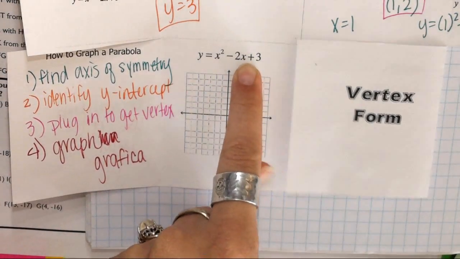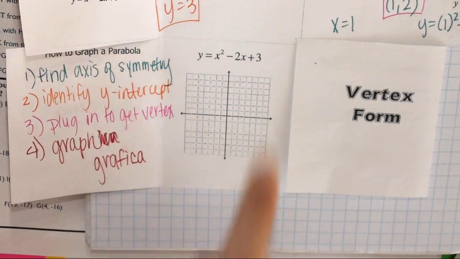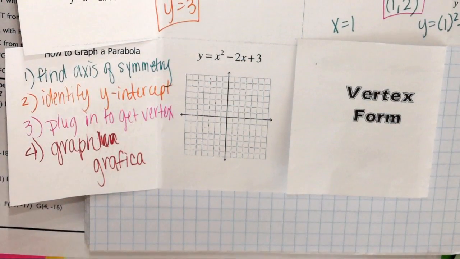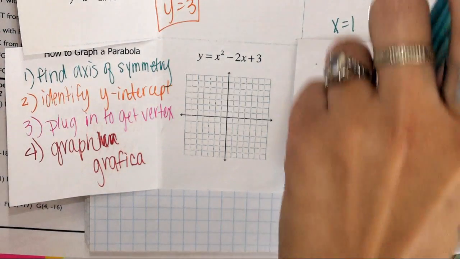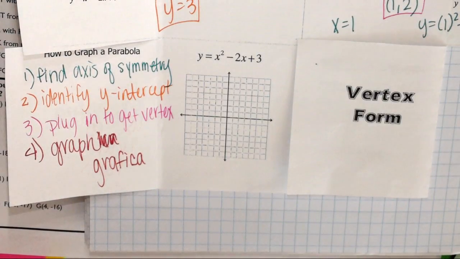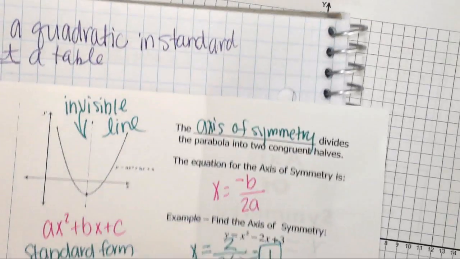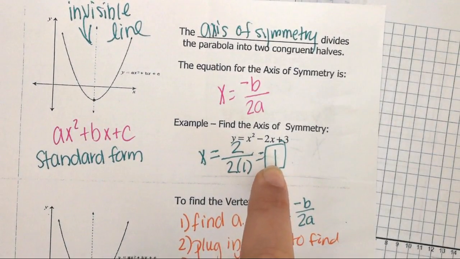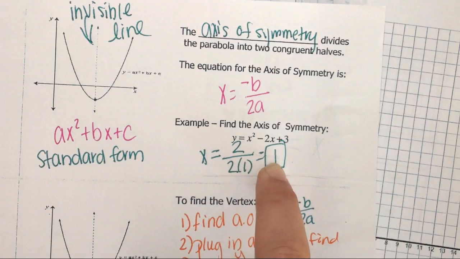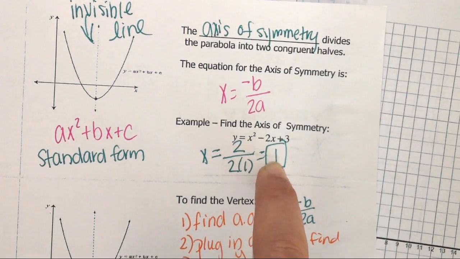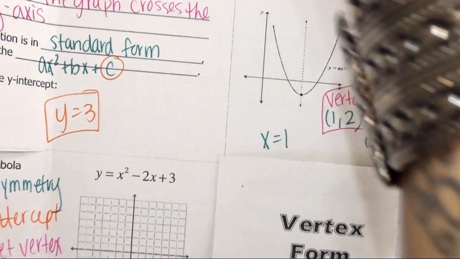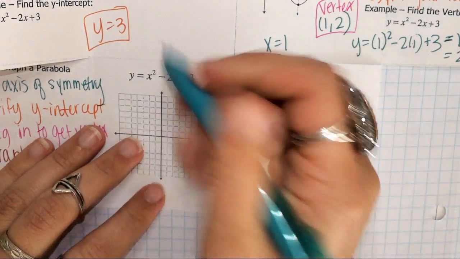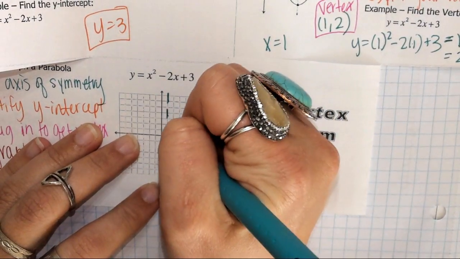Alright, so what was our axis of symmetry here? Look back at the top flappy. X equals what? Axis of symmetry. Stop. X equals what? 1. That's what we found was our axis of symmetry. So we found x equals 1. So at 1, draw a dotted line.